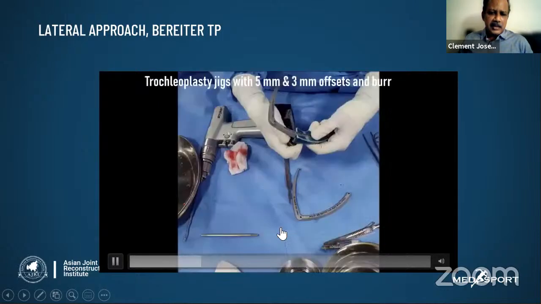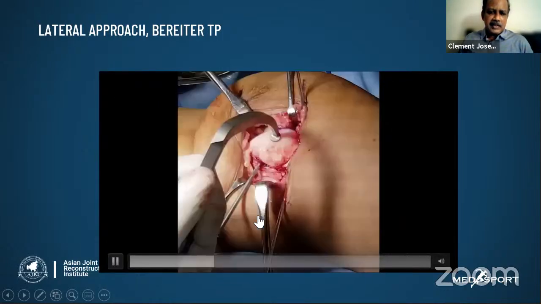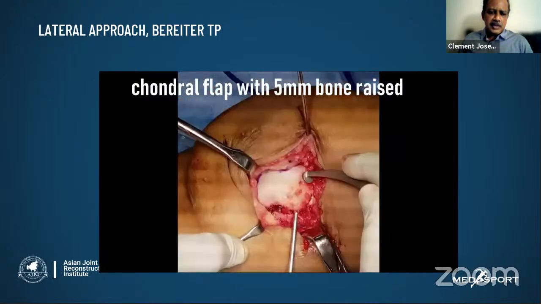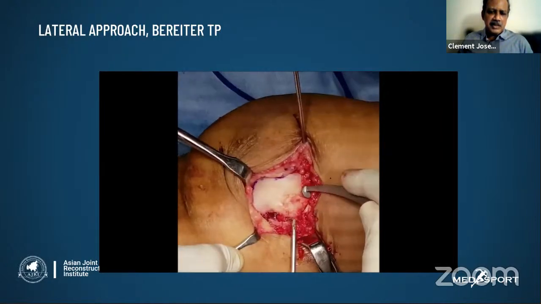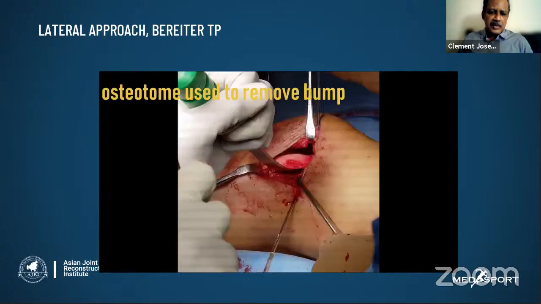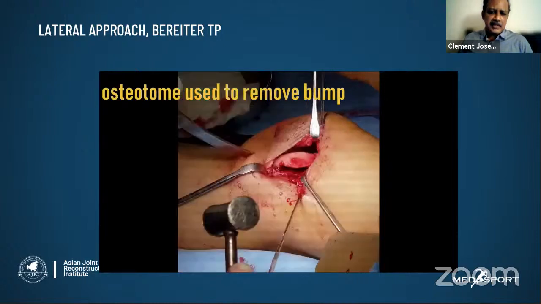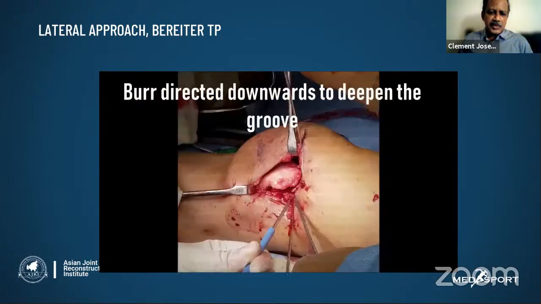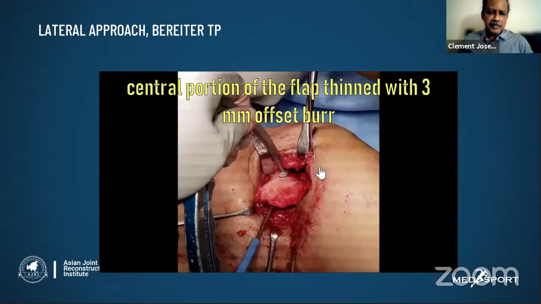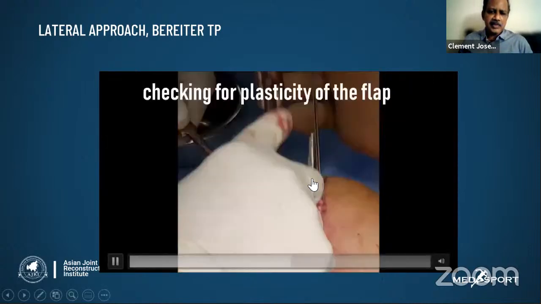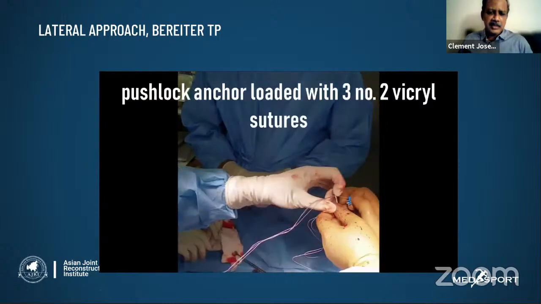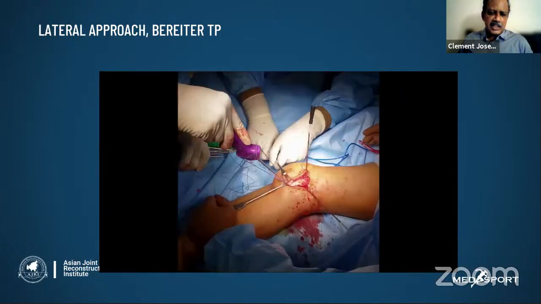also marked. These are the devices from Arthrex, which use a burr with a jig. We have two offset burrs, 3 mm and 5 mm. These burrs are used to raise a 5 mm thick cartilage flap, and the handle can be used to deepen the groove under the flap. The central portion of the trochlea is flattened, then it's molded and a new groove is created, and then it's stabilized with multiple suture anchors.